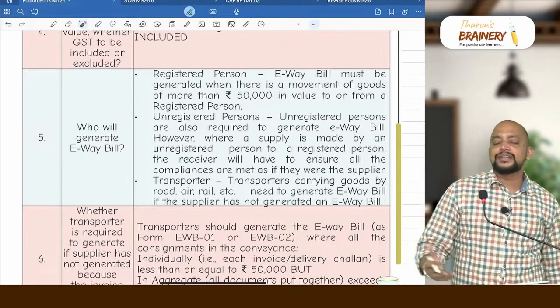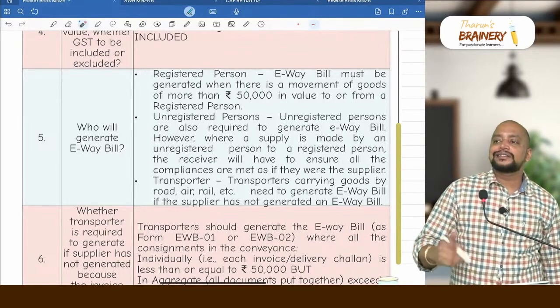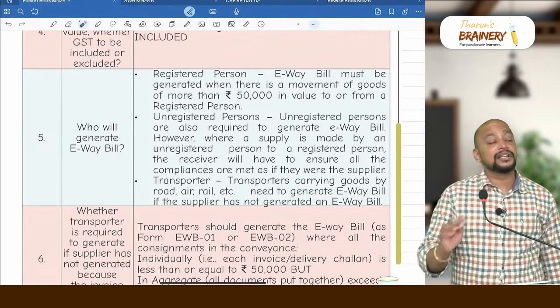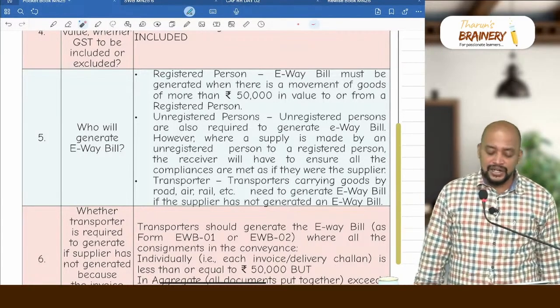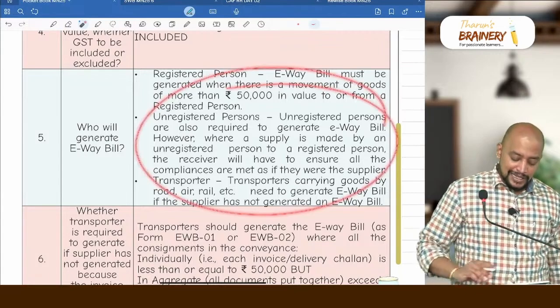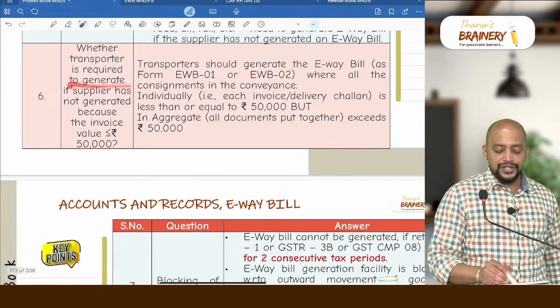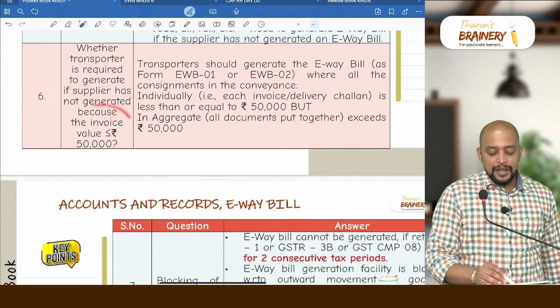What if both supplier and recipient are unregistered? Then in that case the transporter will generate the e-way bill. Alternatively, supplier or recipient can enroll as citizen of India and they can generate the e-way bill. That is about this.